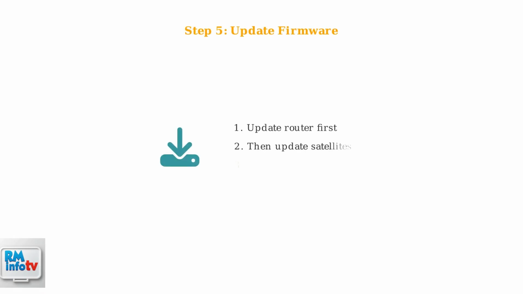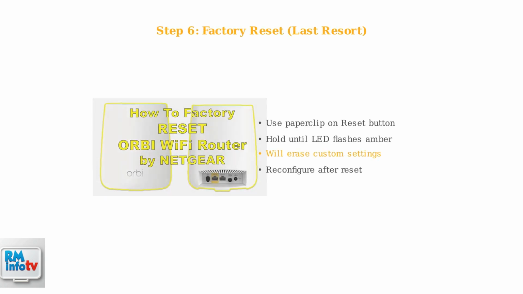Outdated firmware can cause connection problems. Update your Orbi router and satellites, making sure to update the router first, then the satellites. If none of the previous steps work, consider a factory reset as a last resort. This will erase all custom settings, so use it only when necessary.